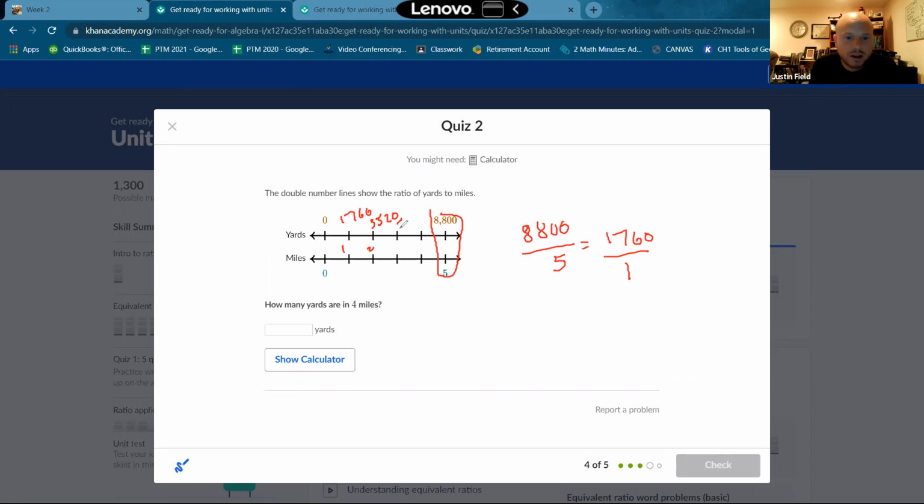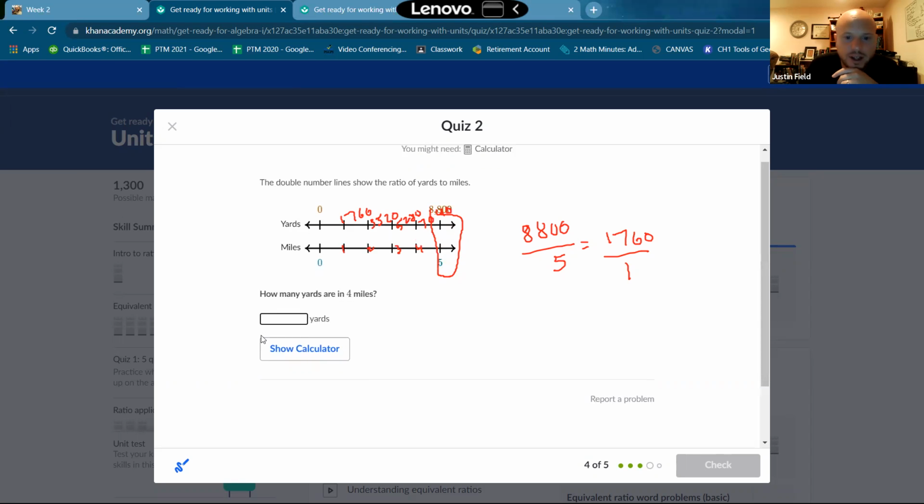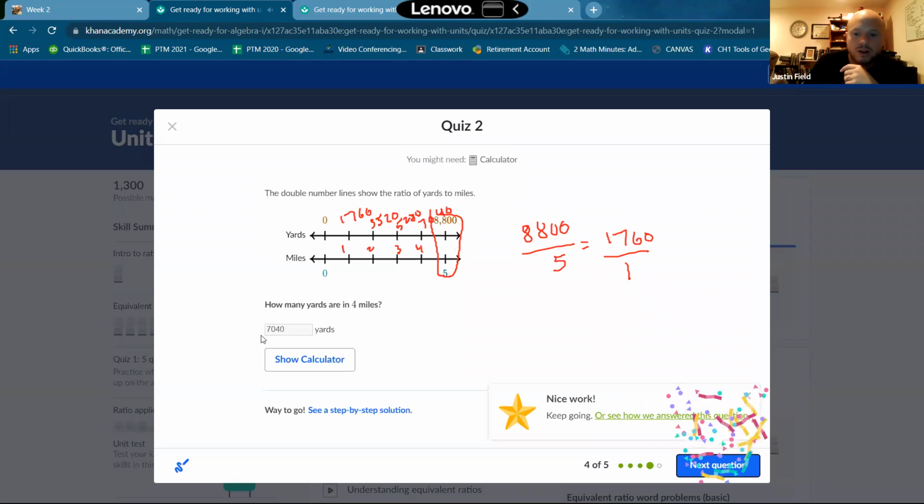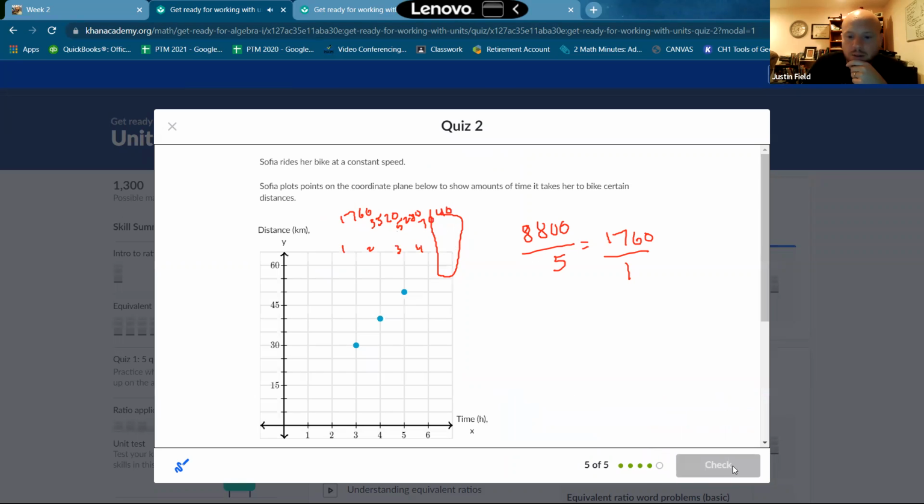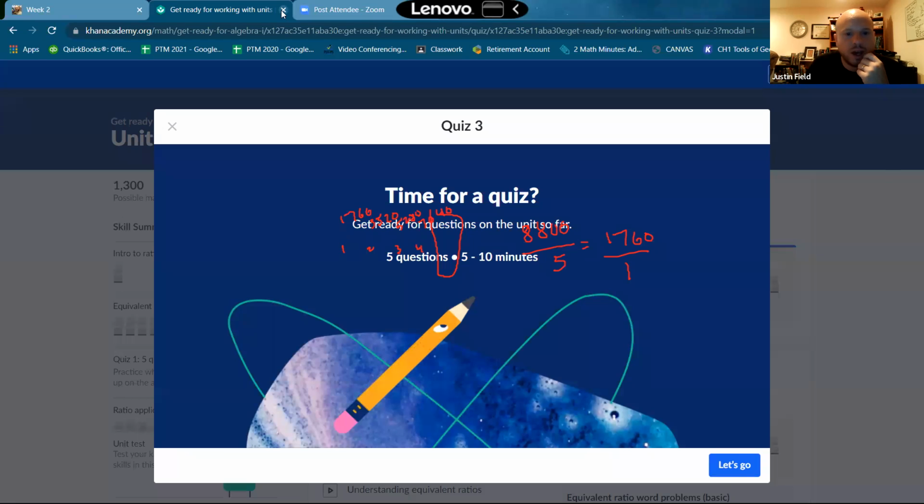And then if I add 1760 to that, multiply it by 3, 5,280 for 3. And then if I add the 1760 again, 7,040 for 4. And fun little exercise to fill in my number line. So 7040. Man, look at me go. All right. Oh, you can do the last one. Fill in that pattern. Okay.